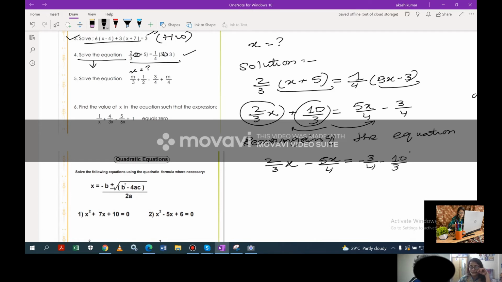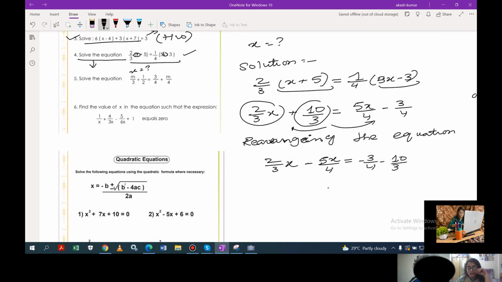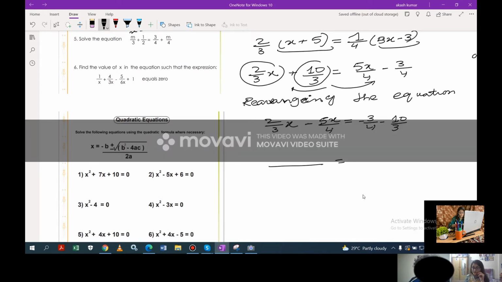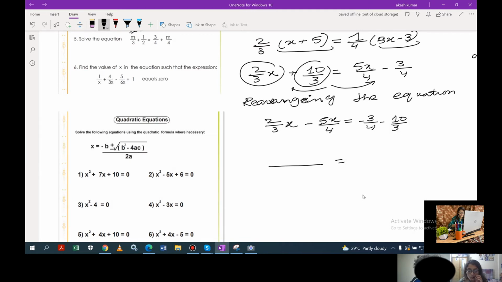Okay, so solving for x. Do you know what is the LCM of 3 and 4? Repeat what you said. I said, do you know what is the LCM of 3 and 4? What do you mean?